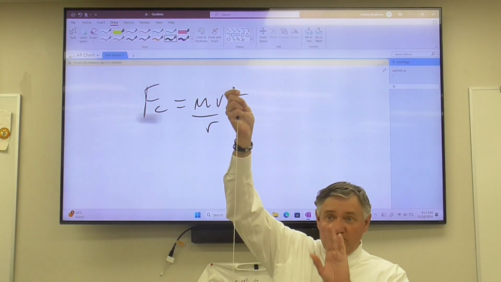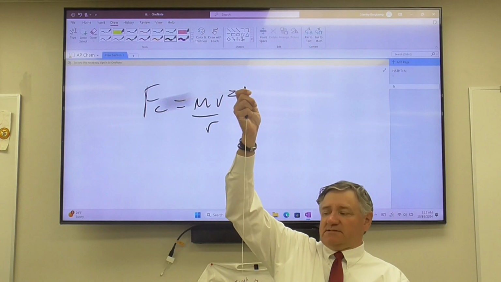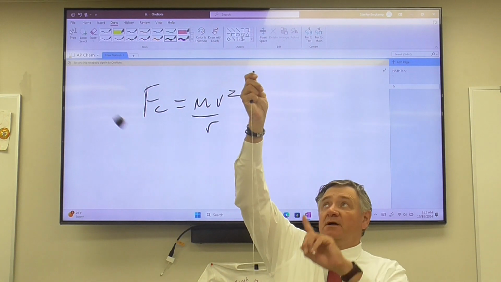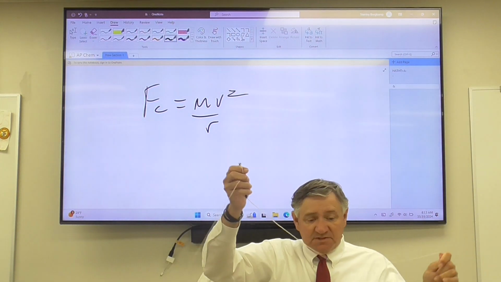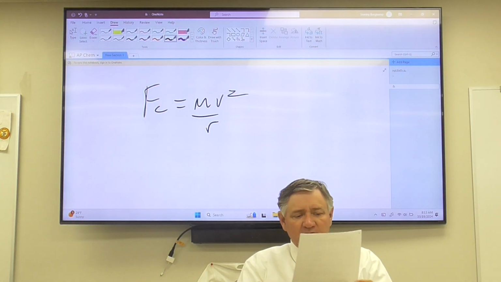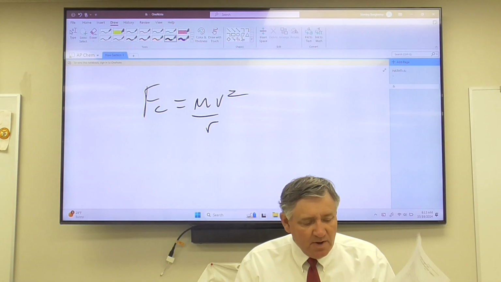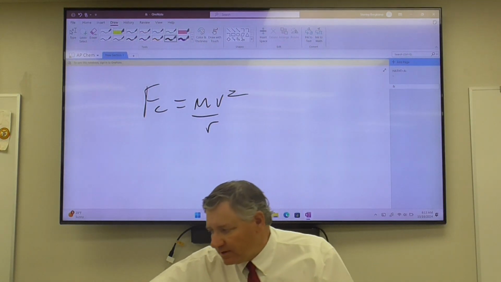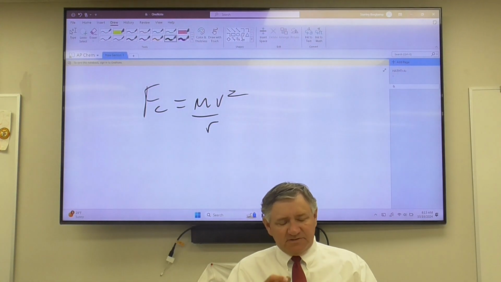But here's the whole point of this lab, and here's the key assumption that we're going to make: the weight of whatever is hanging down here is what's creating the centripetal force to keep that rubber stopper in motion. So on trials 1 through 4, you're going to start off and take a 100 gram mass, and hang that from the bottom of the string.